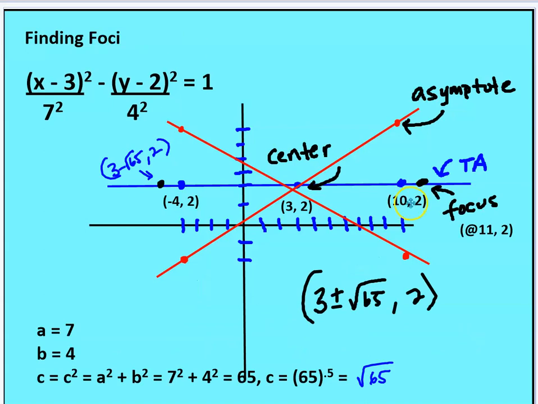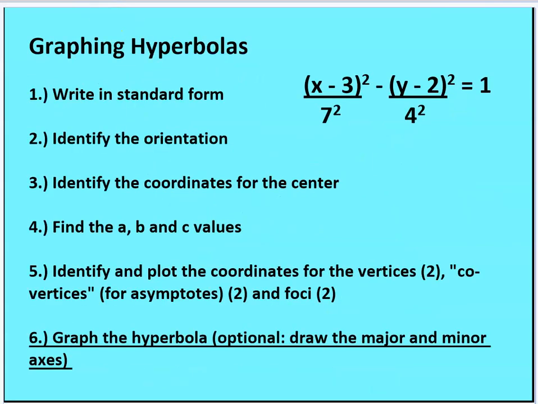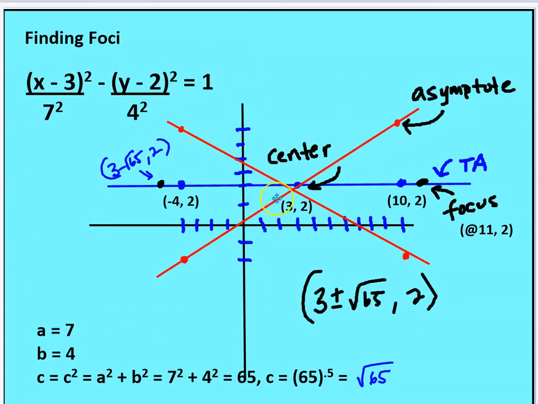And then I'm going to identify my foci. My foci are going to be 3 plus or minus square root of 65, 2. And I can label them in black here. 3 plus square root of 65 is a little bit more than 10, approximately over 11 and a half or so. And so I've finished graphing the foci.